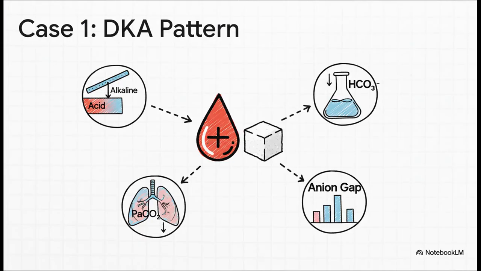Let's start with a classic, DKA. Using our system, the pH is low, so it's an acidosis. Why? Because the bicarb is low. That's a metabolic cause. The body's trying to fix it by breathing super fast, so the PaCO2 is also low. That's our compensation. And then, when you calculate the anion gap, it's going to be high from all those ketones. See? The pattern is crystal clear.